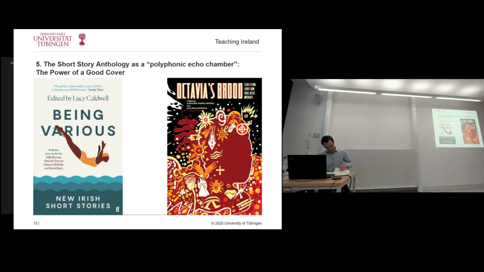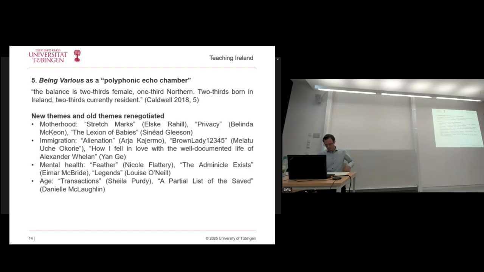Okay, then to round things off, let's have a quick look at the polyphony of being various beyond the introduction and the cover. So first of all, Caldwell took care to include a broad range of authors, 24 in total. The balance, as she has it, is 2/3 female, 1/3 northern, 2/3 born in Ireland, 2/3 currently resident. So again, right, being various in this sense.